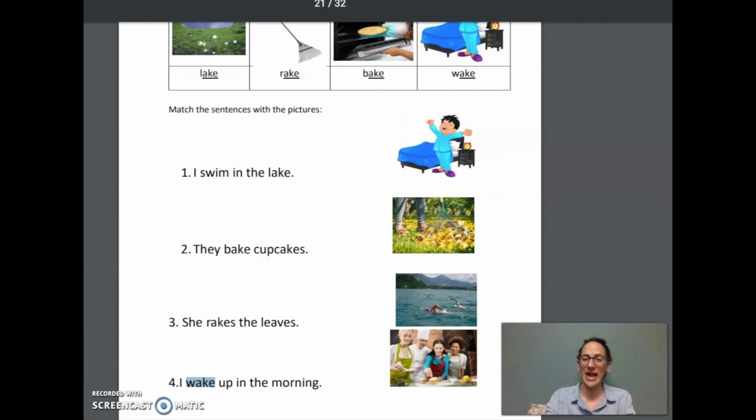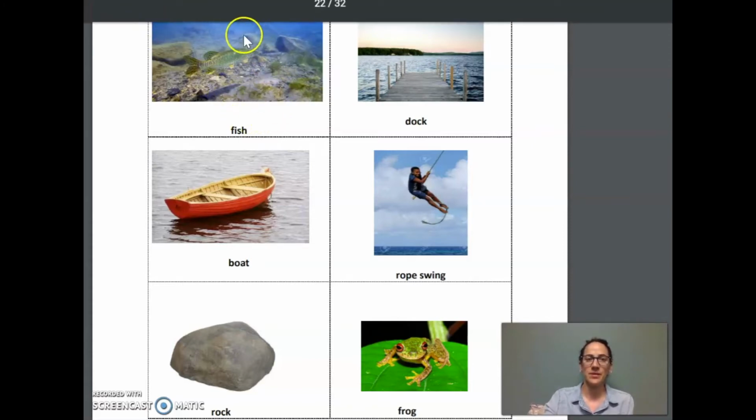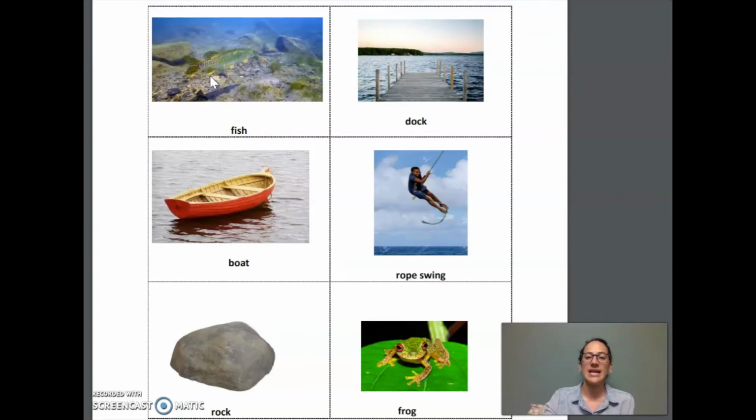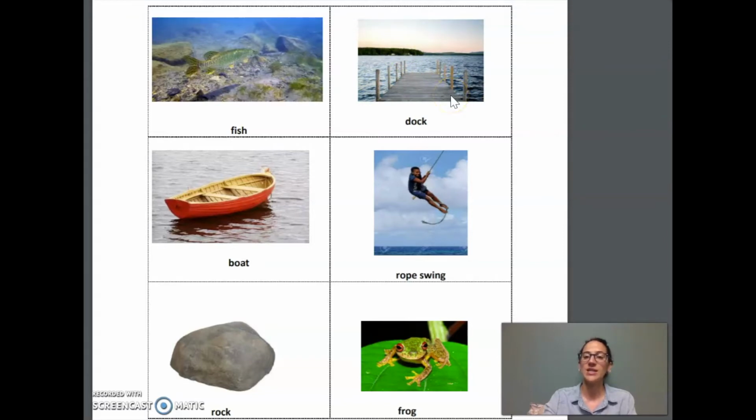We're ready to get vocabulary for our story. Today we're going to be talking about at the lake. Here are some things we'll see. Look at the picture. What animal do you see here? In English, we call it a fish. Repeat after me. Fish. Good. Now look at this picture. I see a lake with lots of water. This part that comes out here, where people can walk, is called a dock. Repeat after me. Dock.